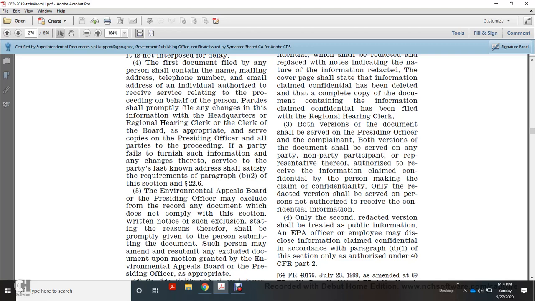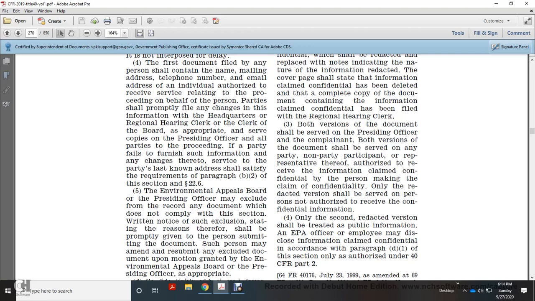Both versions of the document shall be served on the presiding officer and the authorized representative of each party. Both versions of the document shall also be served on any non-party participant or representative thereof authorized to receive the information claimed confidential by the person making the claim of confidentiality. Only the redacted version shall be served on any person not authorized to receive the confidential information.